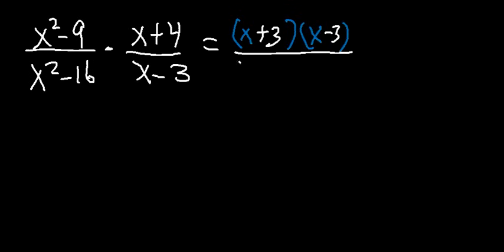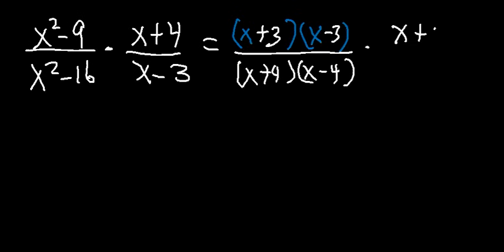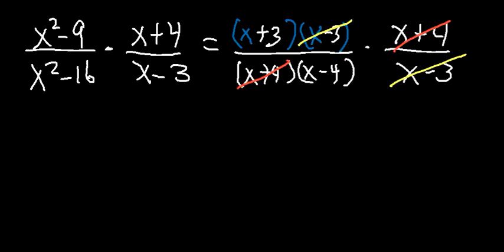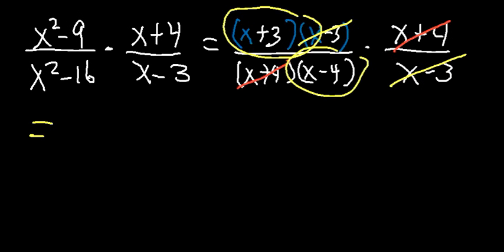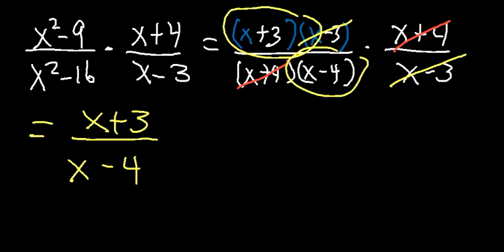x squared minus 16, that's the difference of perfect squares again. So it's going to be x plus 4, x minus 4. So now we can cancel terms. We can cross out the x plus 4, and we can cancel the x minus 3. So our final answer, what we have left over, is x plus 3 divided by x minus 4.